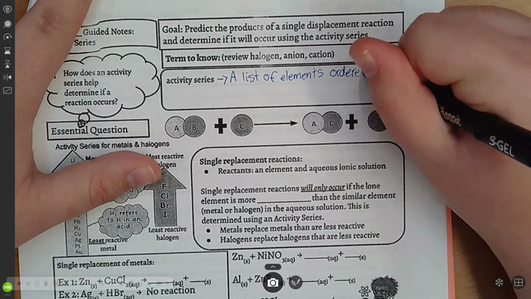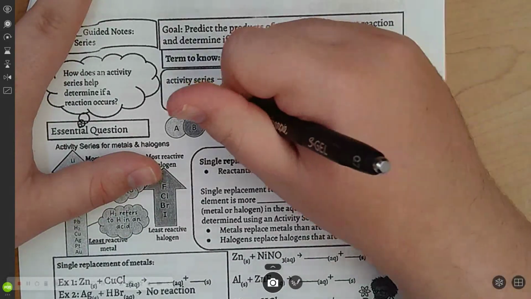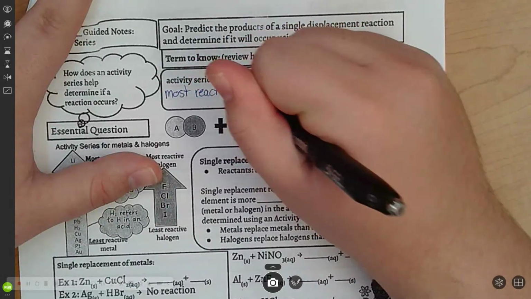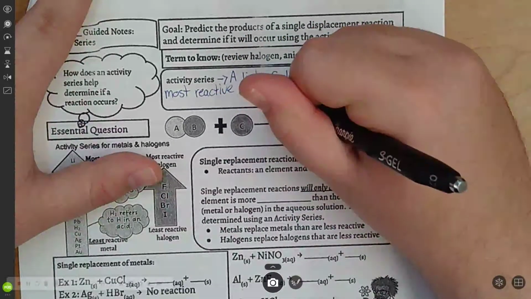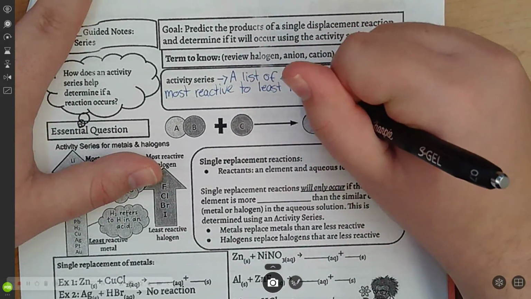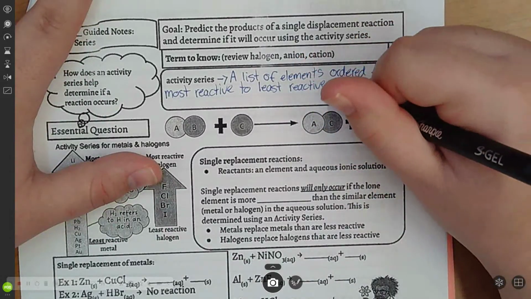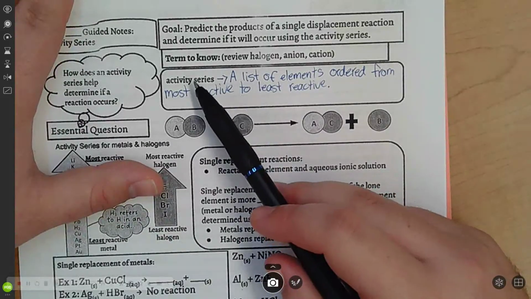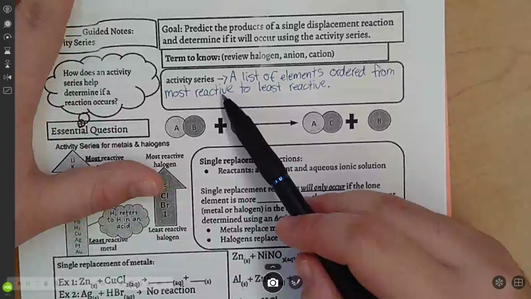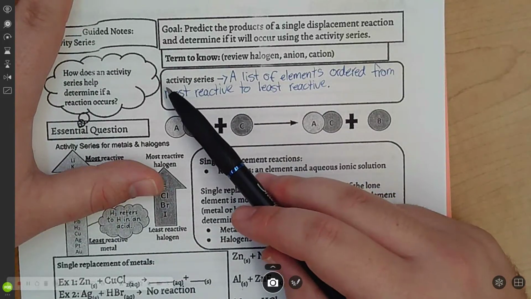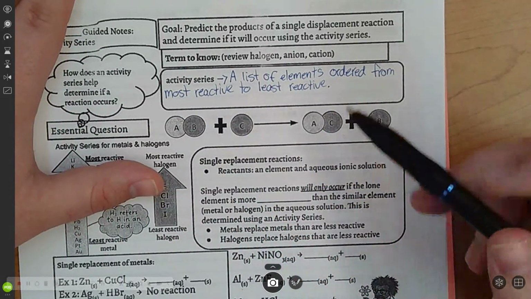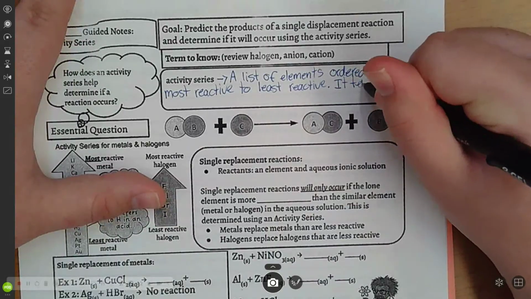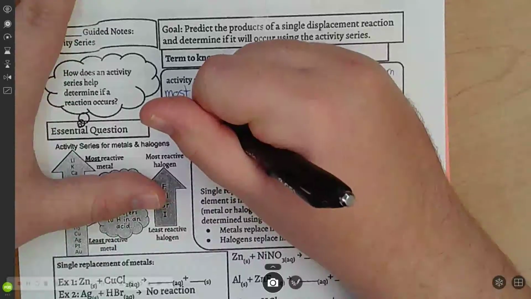ordered from most reactive to least reactive. Okay. And so that word reactive, the active part, we're talking about an activity happening. So when we say activity series, think about reactions, reactive. Ultimately, it's going to tell us, so it tells us if a reaction will occur.